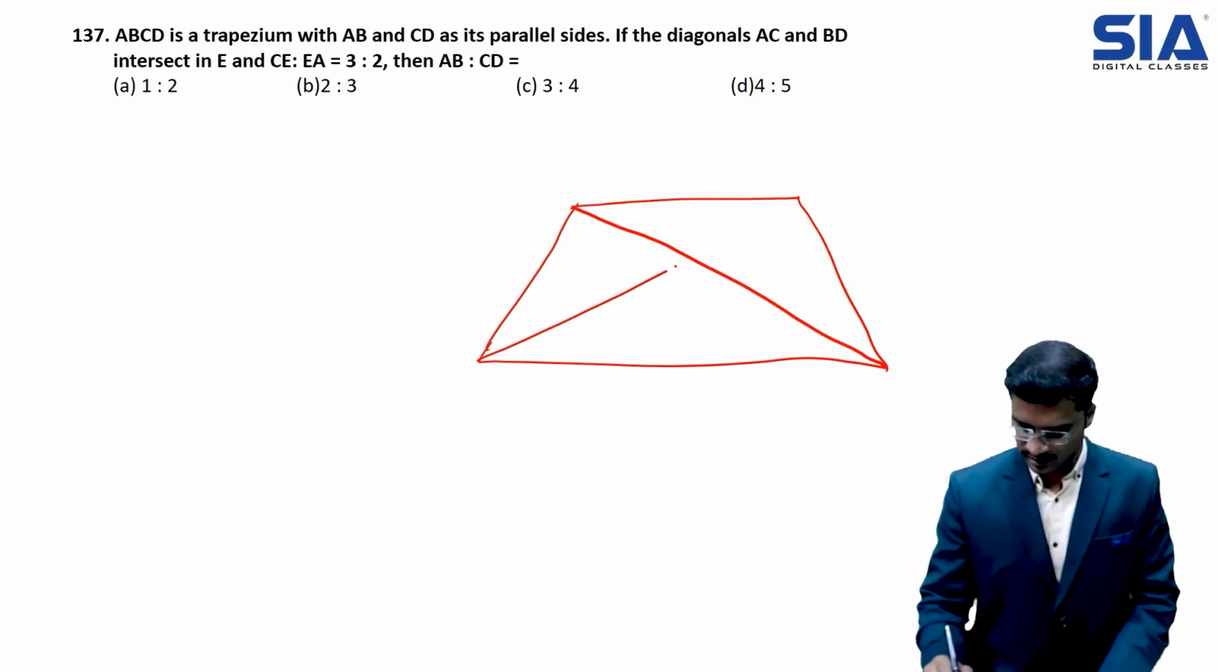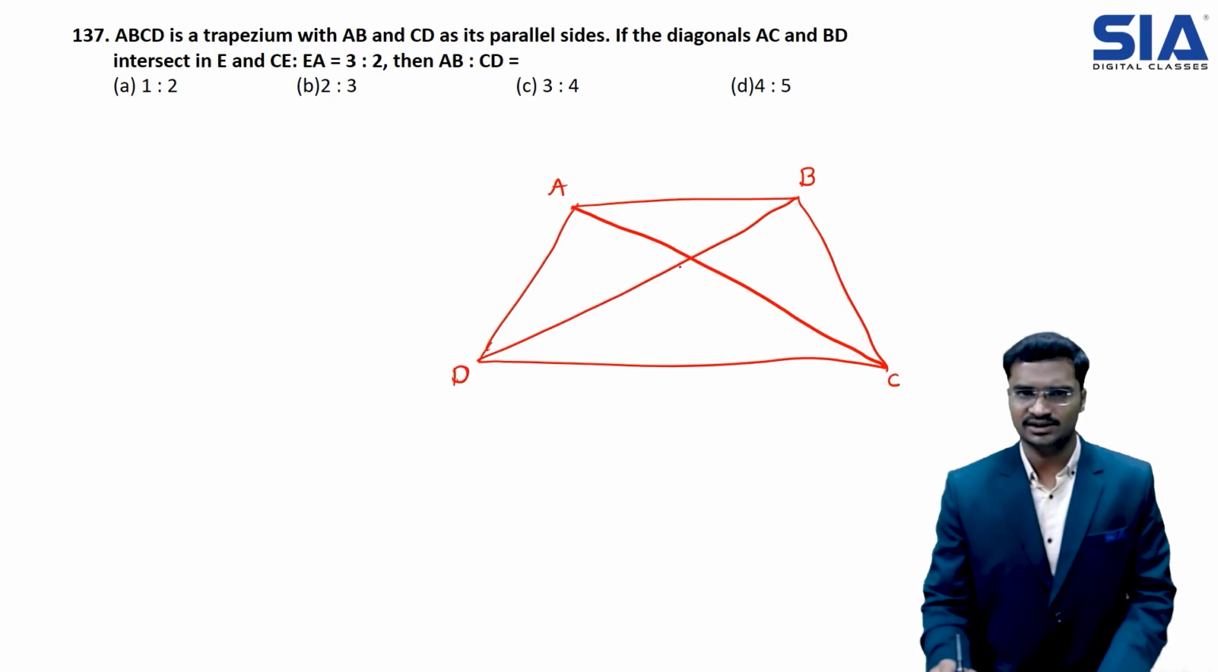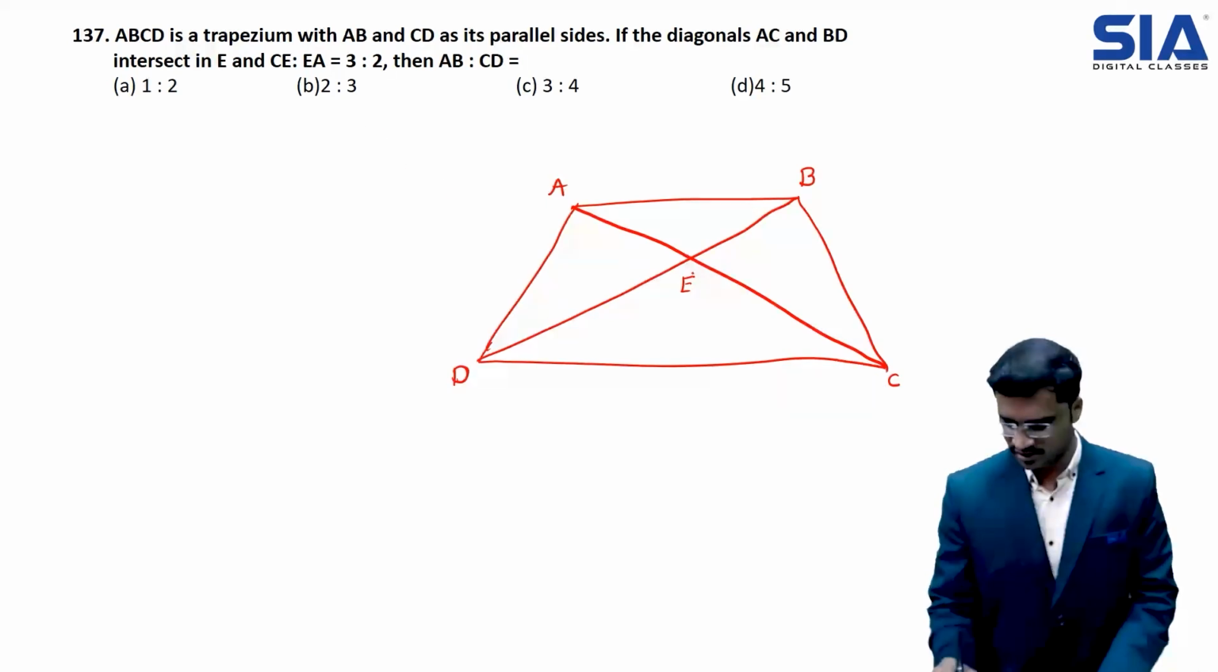These are the diagonals. So let us take this is A, B, C, D. Now the diagonals are intersecting at a point E. Now he is telling that CE ratio EA is what? This is 3:2.